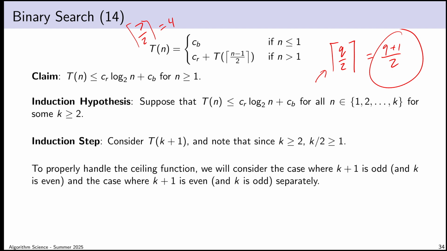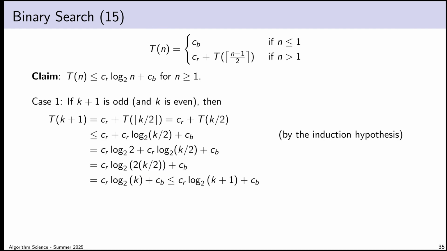So to handle it, I'm considering k plus 1. I'm going to consider the case where k plus 1 is odd and the case where k plus 1 is even separately. That way I have some way out of that ceiling function. All right, so if k plus 1 is odd, well, that means k is even, obviously. So then T of k plus 1 expands to this thing. T of k plus 1 would be CR plus T of the ceiling of k plus 1 minus 1. Well, I mean, it's this.